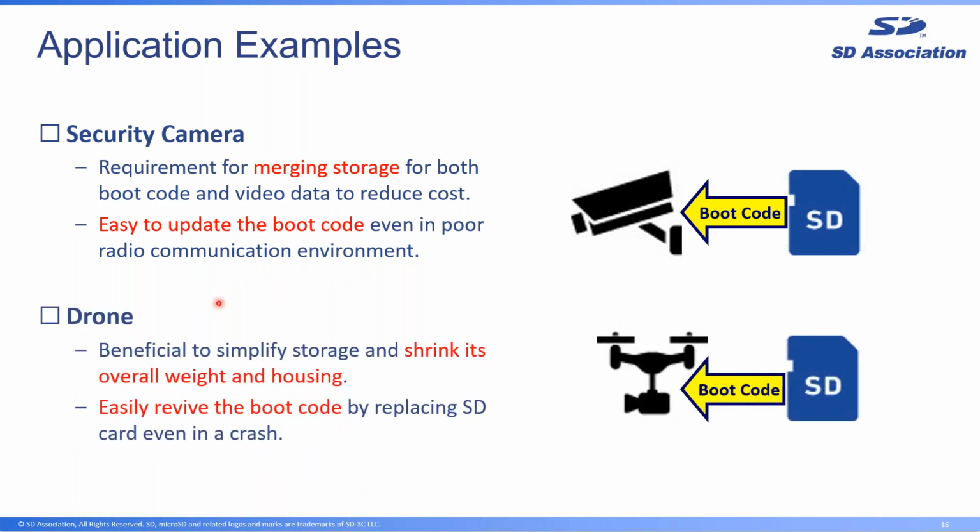Another example is a drone. Like a security camera, merging or simplifying storage is required to shrink its overall weight and housing. Moreover, when the embedded memory storing boot code in the drone is destroyed by the accidental fall, the drone will not be used anymore. However, if the boot code is stored in SD card, the drone may revive by replacing the SD card even if crashed.